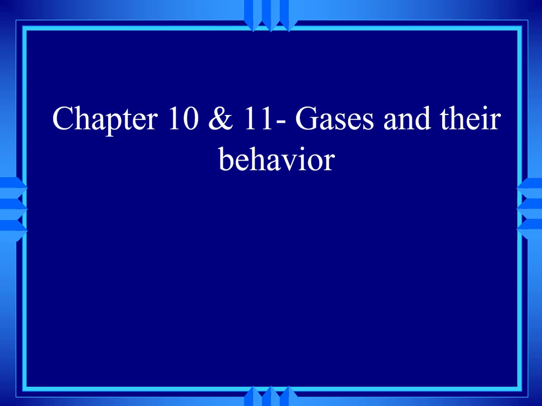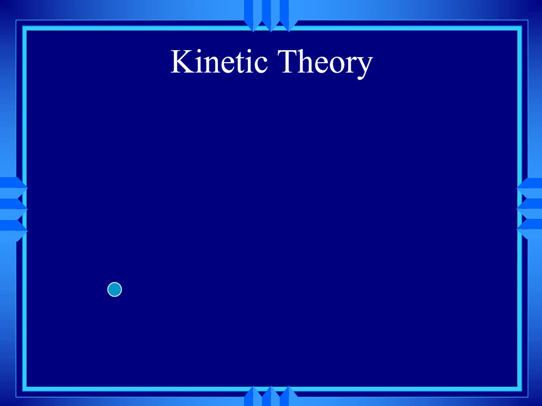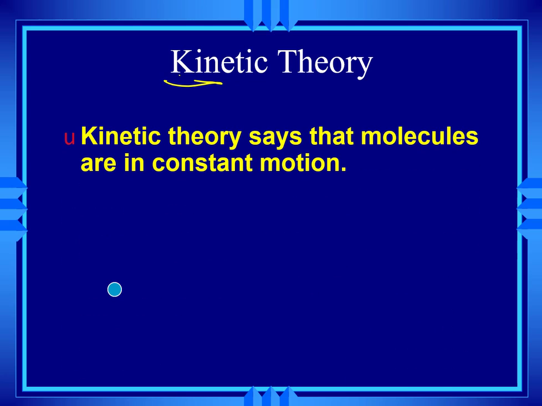So the explanation for why things happen with gases is the kinetic theory. Now, kinetic has that K-I-N-E root word. It's the same one that's in cinema. It's Greek for motion. So cinema was moving pictures, so they put the C-I-N-E for moving. The first moving pictures were called a kinescope. So the kinetic theory says molecules are in constant motion.